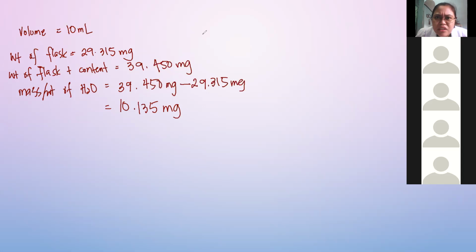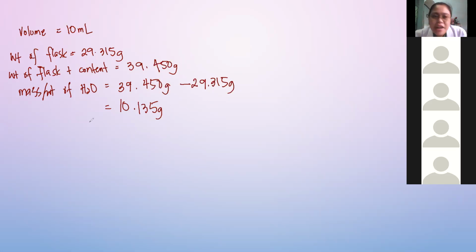Wait, let me change the unit to grams, so it's direct. Grams na lang. So this is in grams. So this is the weight of the water that we computed.